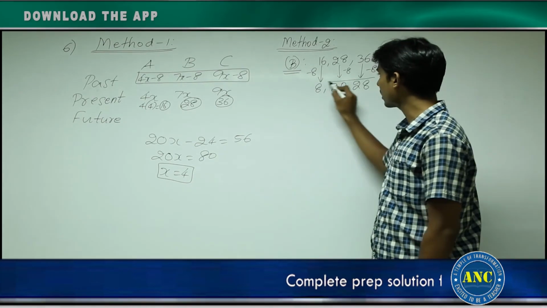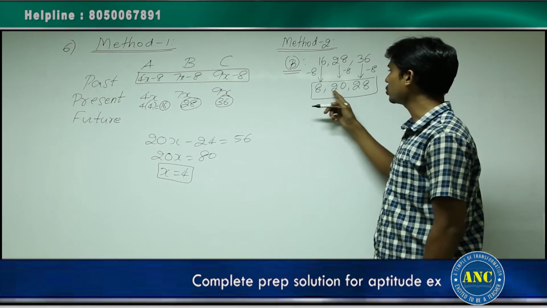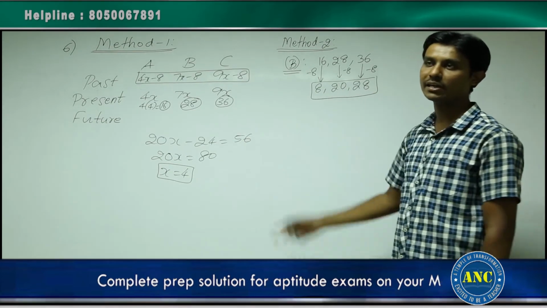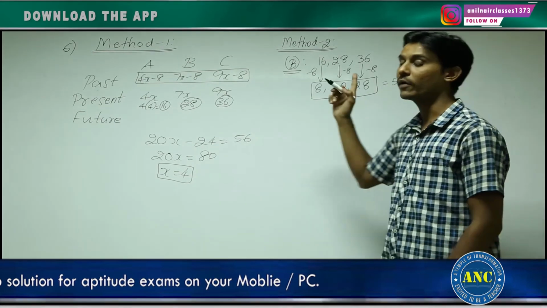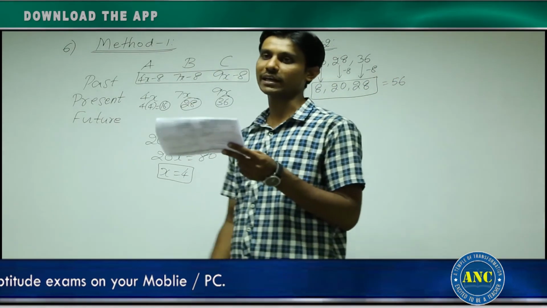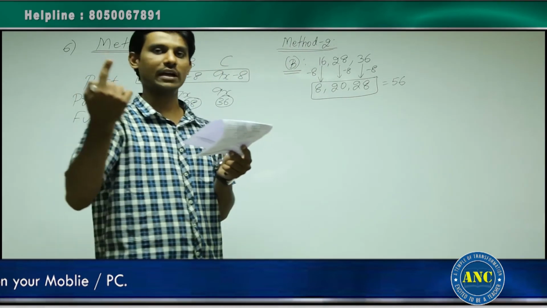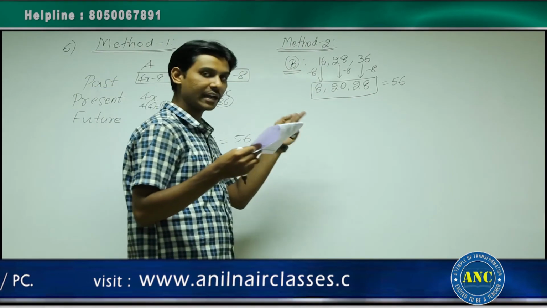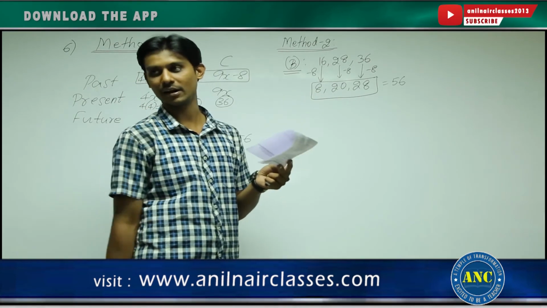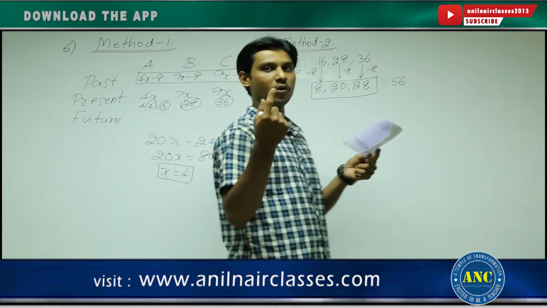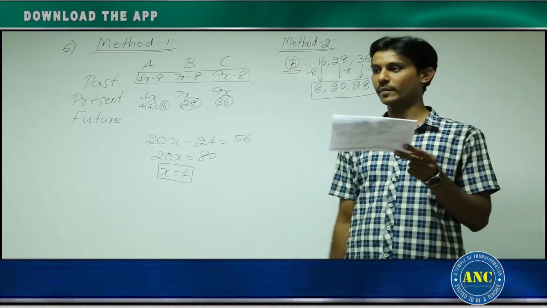Is the sum 56? Check it out. 8 plus 20 is 28. 28 plus 28 is 56. That means this second option is satisfying both the statements. Therefore, the second option is correct. If the second is not correct, check with the third option. If the third is also not correct, don't check the fourth option. Mark the fourth option and move forward, because out of 4, if 3 are incorrect, the other one should be correct.